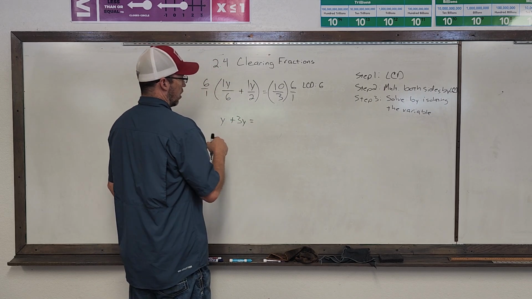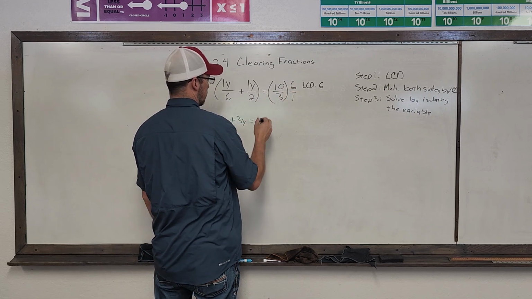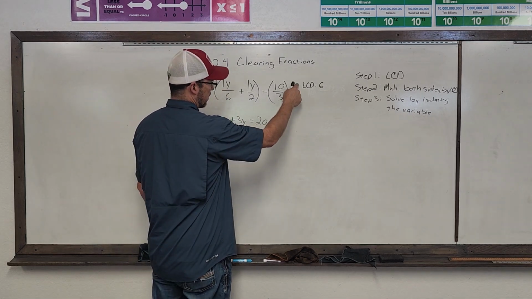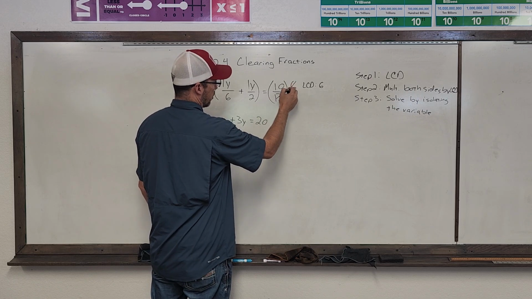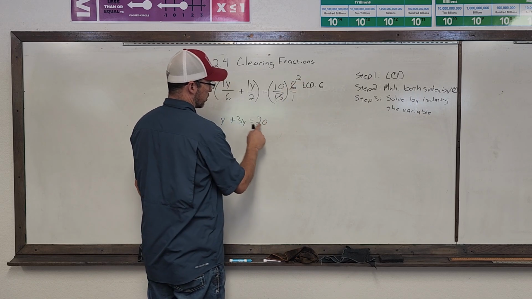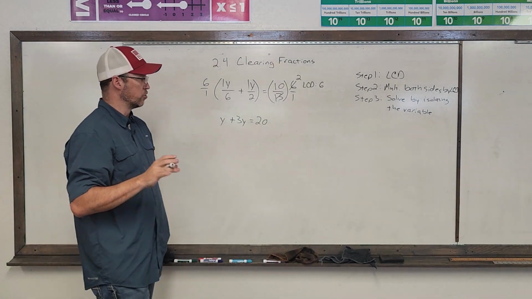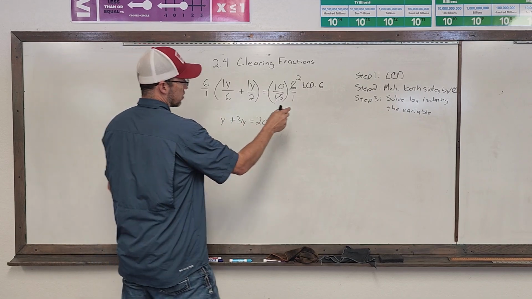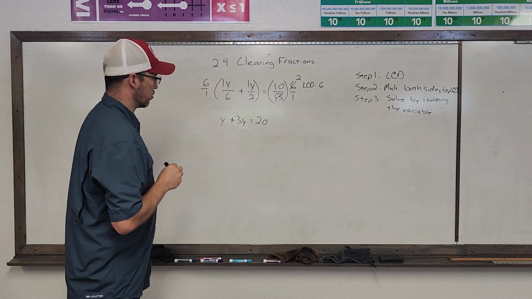Equals, 6 times 10 is 60, divided by 3 is 20. I could have also looked at that one and said 6 and 3 have something in common. 3 goes into 3 one time, 3 goes into 6 2 times. 10 times 2 is 20. Doesn't matter to me which way you do it. Either way is fine. You just need to keep up with what you're doing there. So I multiplied both sides with the LCD. Now I'm going to solve by isolating the variable.